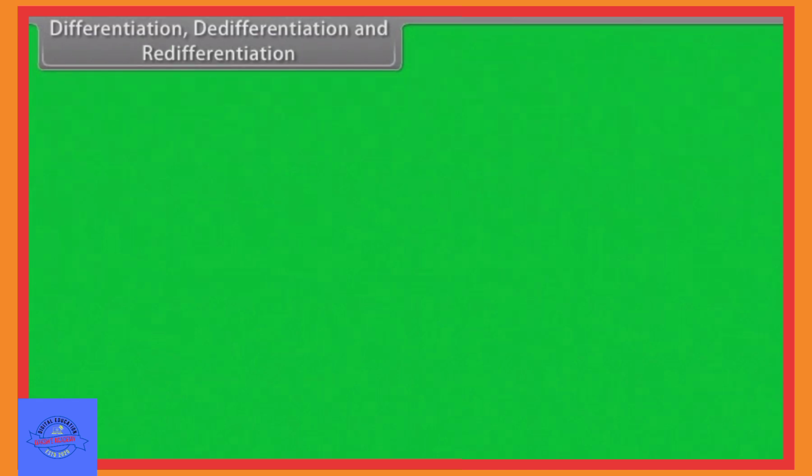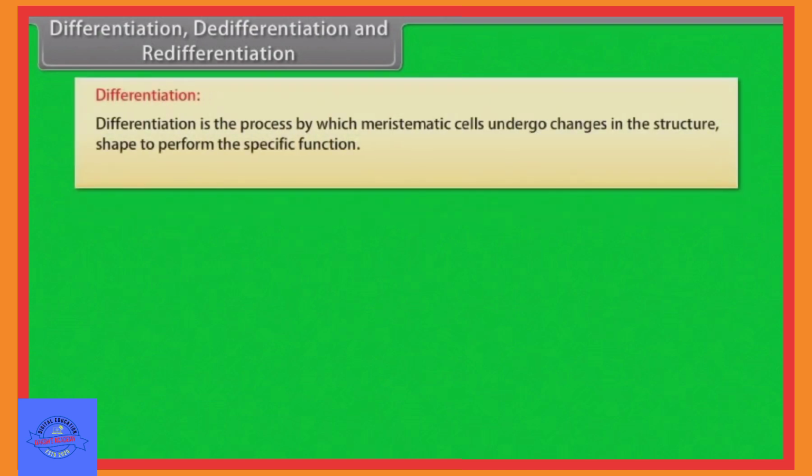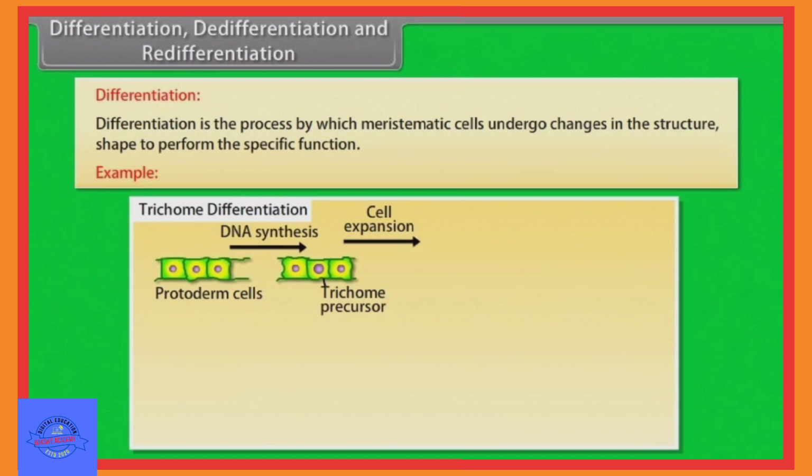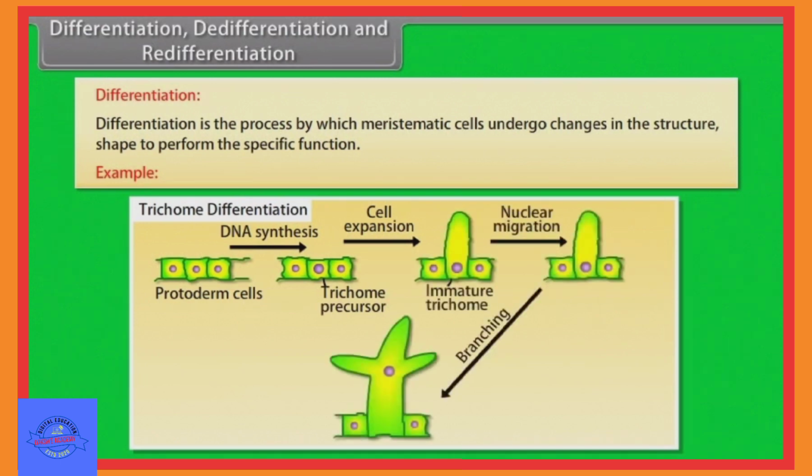Differentiation, dedifferentiation, and redifferentiation. Differentiation is the process by which meristematic cells undergo changes in the structure and shape to perform specific functions. For example, after the DNA synthesis of the protoderm cells, cell expansion takes place and it forms an immature trichome. After that, nuclear migration takes place and then branching occurs and then it reaches the maturation stage.